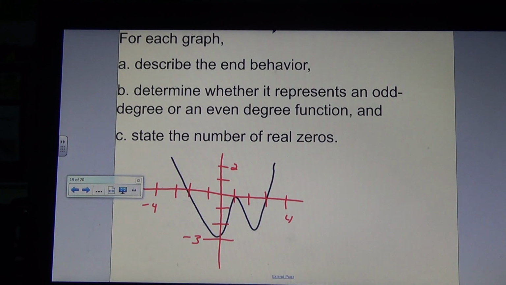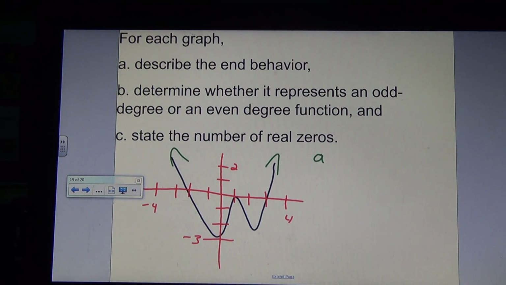For each graph, describe the end behavior. B, determine whether it represents an odd degree or even degree function. And C, state the number of real zeros. Well, part A, what is the end behavior? End behaviors are this guy and this guy because they're at the end.